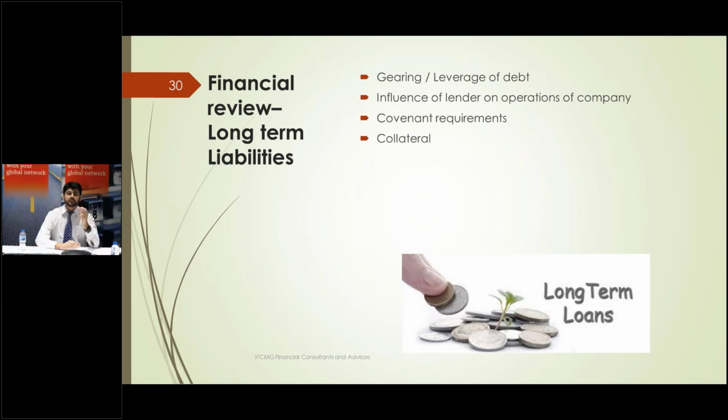What are the covenant requirements? Covenant requirements are mandatory thresholds that a company must meet in financial terms in order to maintain or keep utilizing its financing facilities. Common covenant examples include maintaining inventory levels, for example, or maintaining a certain level of receivables or a minimum cash balance that they must hold.